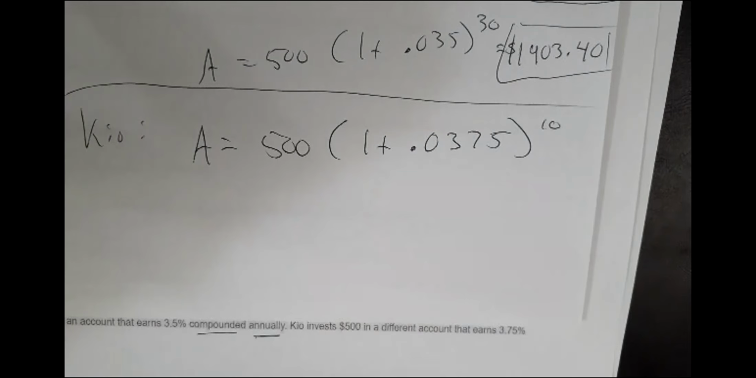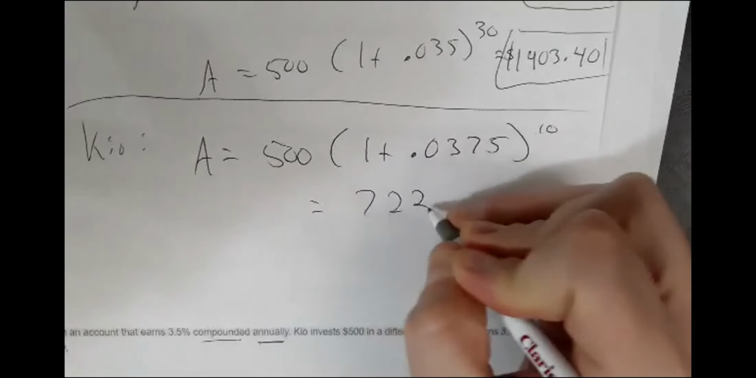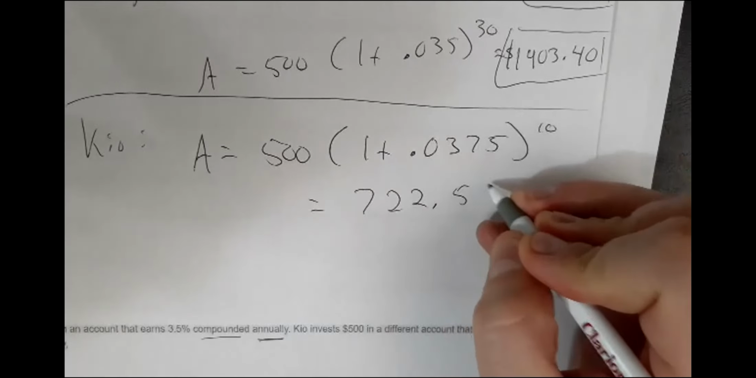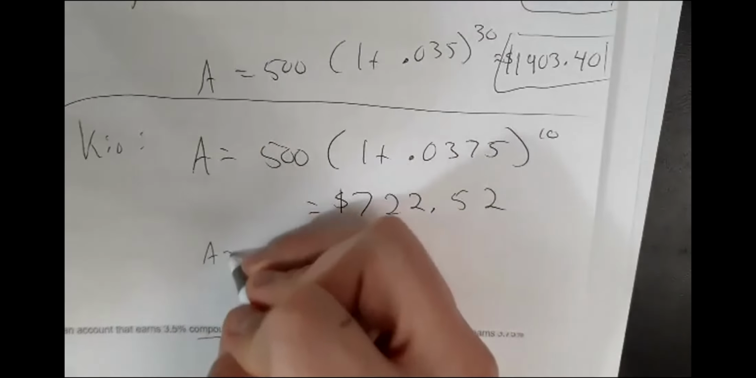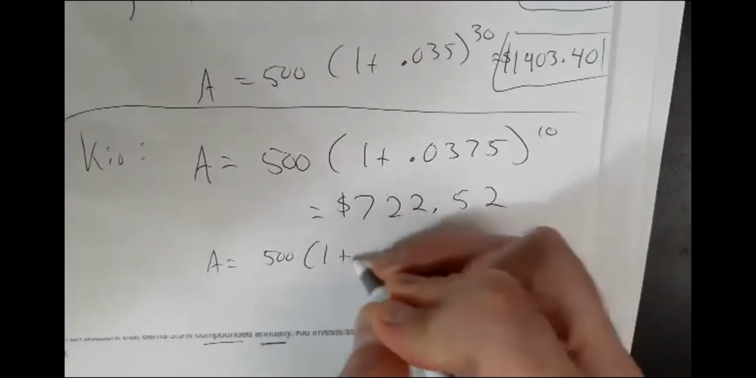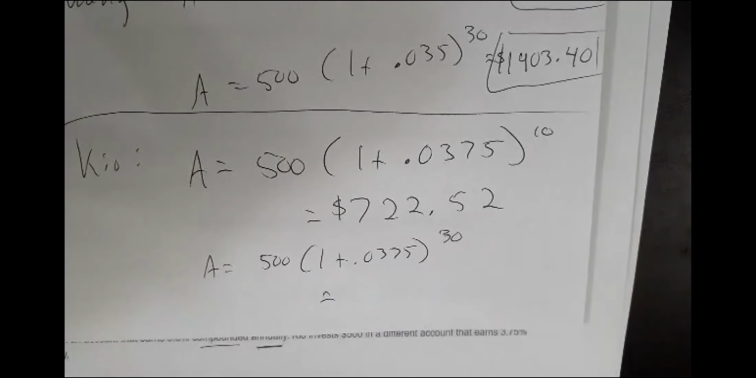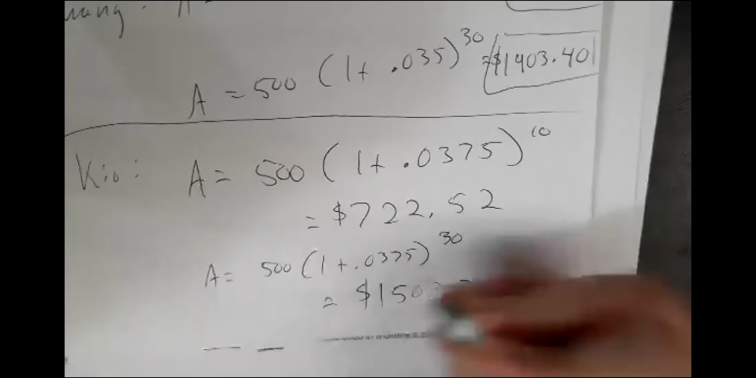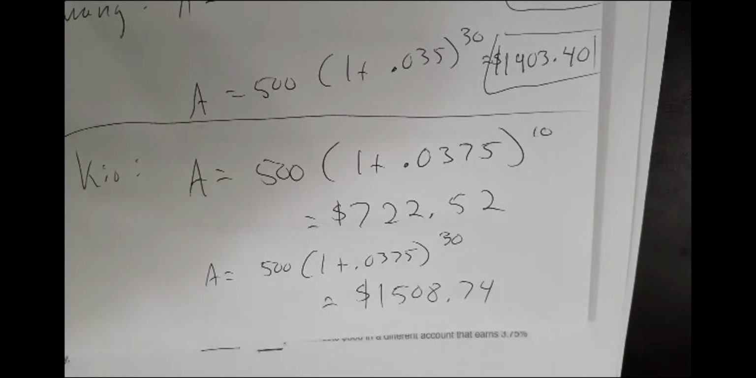So first, we want to know what this is doing for 10 years: to the 10th, multiply this by 500. This should give me 722.52. And I also want to figure out what his is going to be for 30 years. So the same number, but now I'm raising it to the 30th and multiplying it by 500. This should give me 1508.74. And hopefully, right off the bat, you realize Keo is going to be making more money because he has a higher APR, right?